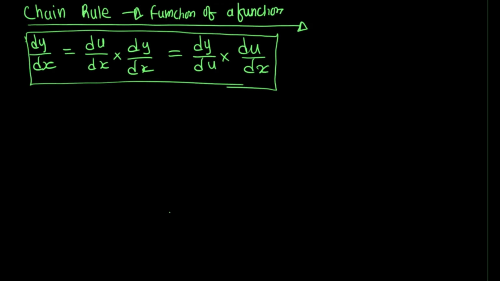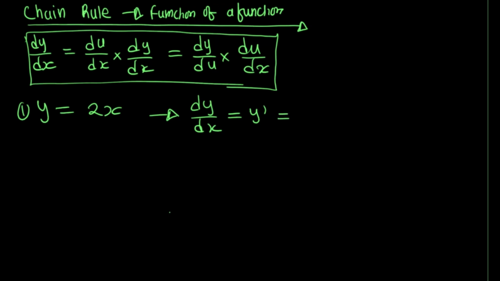Just now, let's say you were given a function. Let's say y is equal to 2x, function 1. Then you're required to differentiate this. If we differentiate this with respect to x, this will become dy dx, which is the same thing as y prime, is equal to 2 multiplied by 1, which is just equal to 2.